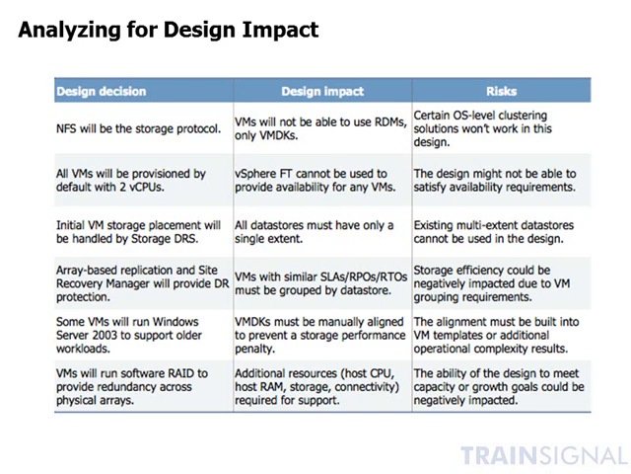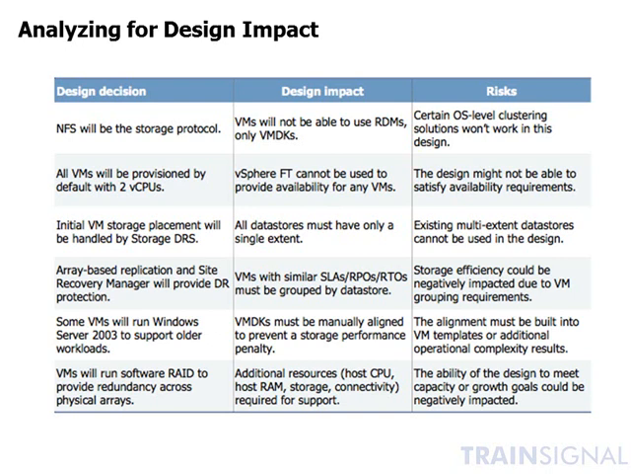If we look at using array-based replication and SRM to provide DR protection, then we know one impact out of that is going to be that VMs with similar SLAs, RPOs, or RTOs have to be grouped by data store. Array-based replication will typically replicate at a data store level or at a group of data stores. And that means that we have to group VMs with similar requirements together in order to have them replicated in a similar fashion. This could have an impact on storage efficiency, meaning that storage efficiency could be negatively impacted because we have VMs that have to be grouped in certain ways and we can't place them in the most ideal way for storage efficiency.